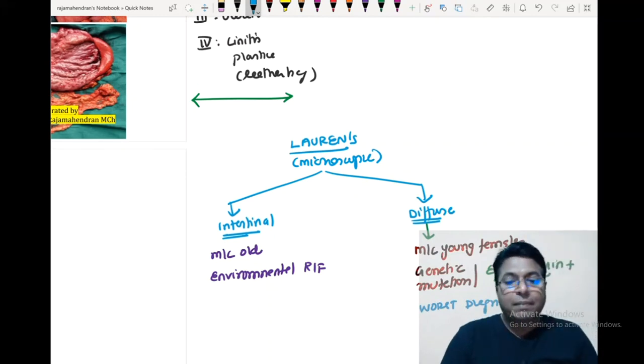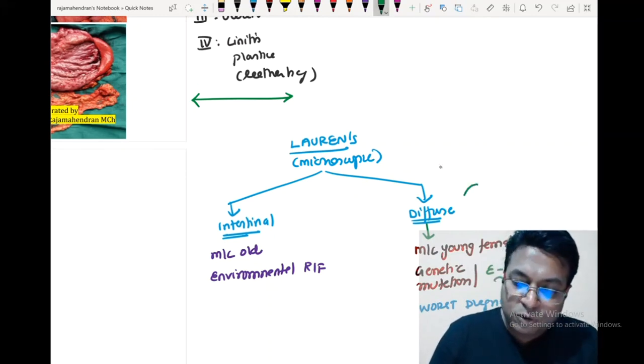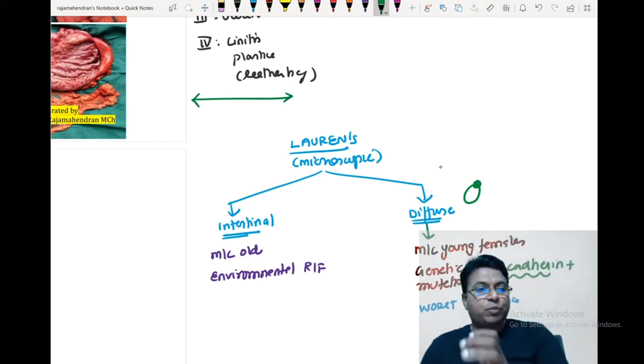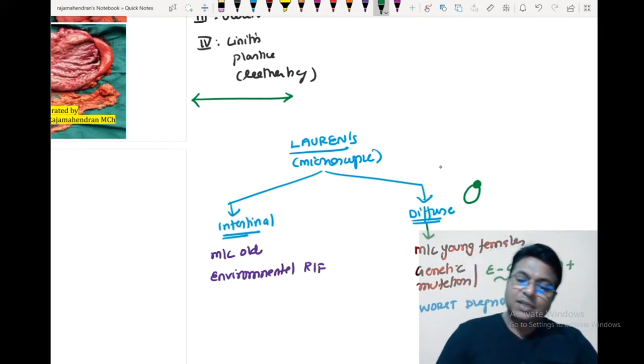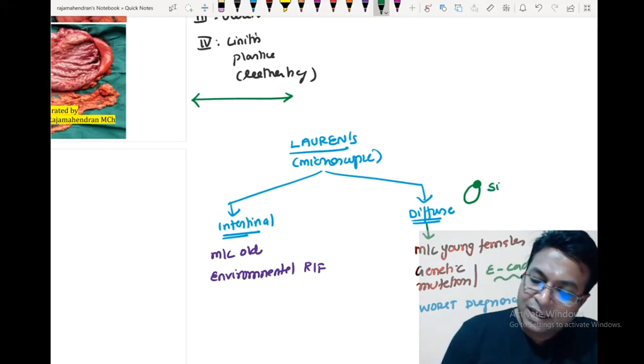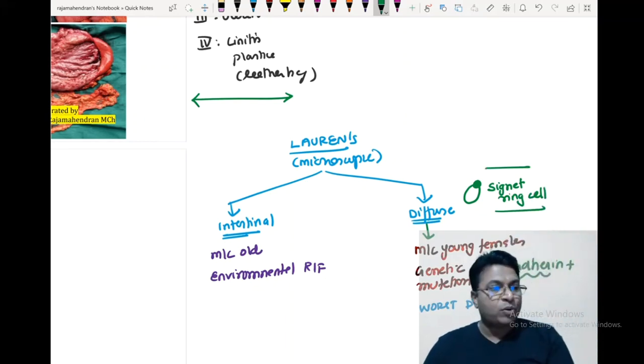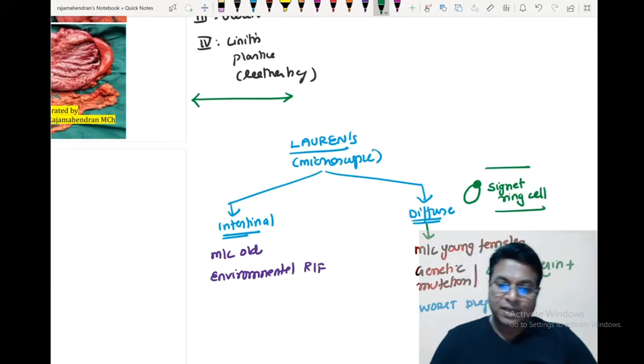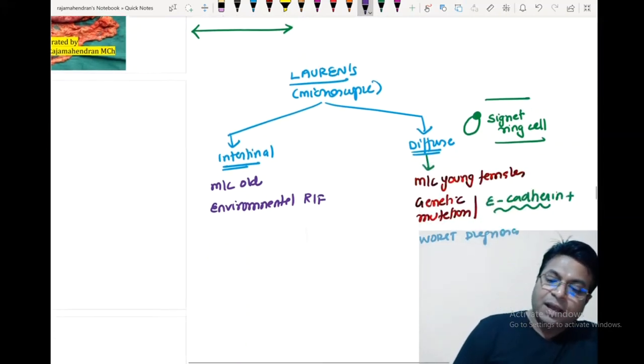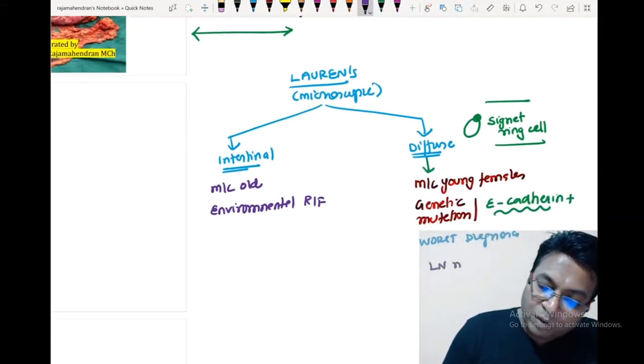How do we differentiate? Because of the presence of a cell in diffuse gastric cancer. What is this type of cell known as? The nucleus is pushed to one side. So this is known as signet ring cell. Okay, this is signet ring cell. Please don't forget this.